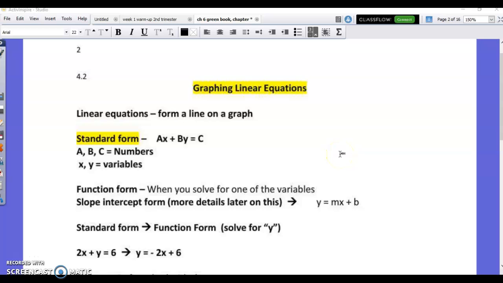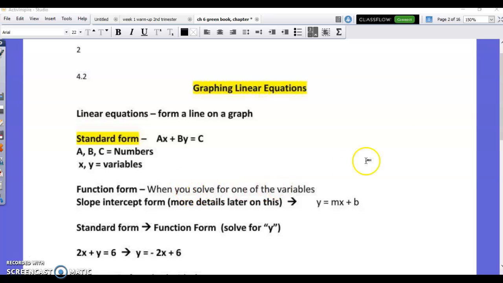So we are going to, again, this section is dealing with graphing linear equations, but one of the things that we are going to focus on is how to take an equation that's in standard form and put it into what's called function form, and in more detail later when we get into slope-intercept form, it's actually called slope-intercept form. So basically standard form is when we have both the variables on the same side, where a, b, and c are numbers and x and y are the variables. So if the variables are on the same side and they equal a number, that is called standard form.